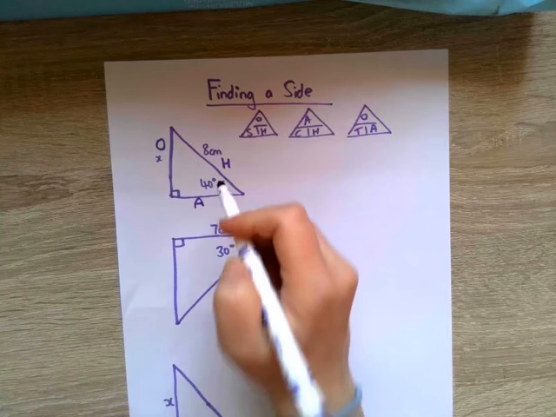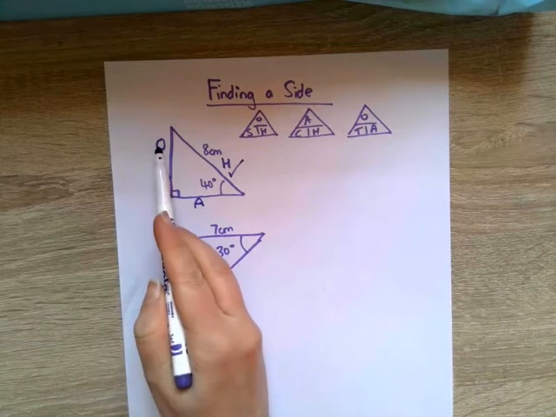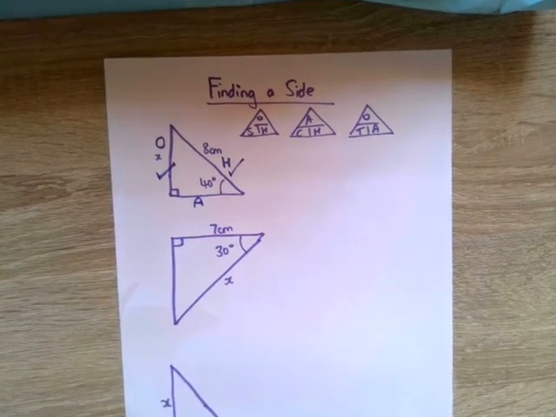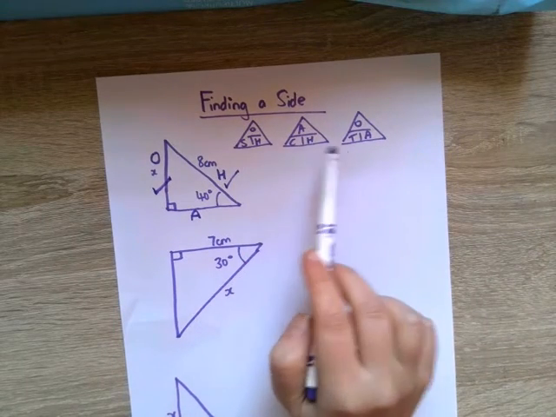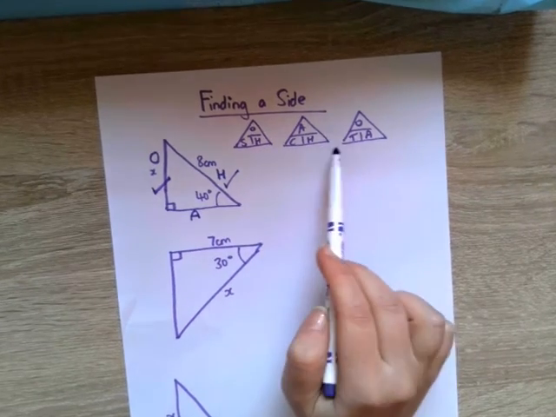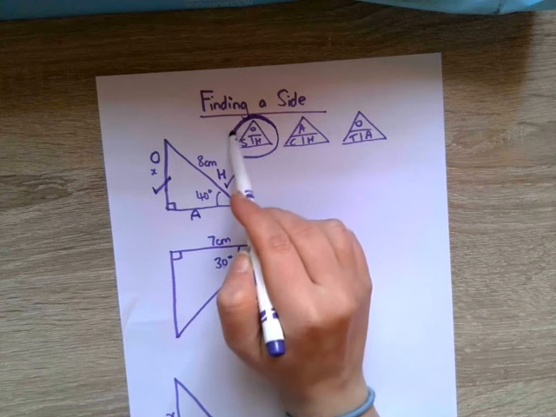Then I normally tick the side that we know the length of. So I know that this one here is 8 centimetres, and we are trying to work out this one here, the O, because that is the one with the X in it. So I would tick that one as well, and that tells you which of these triangles you need to use. You're looking for a triangle that's got O and also H in it. The only triangle here with the O and the H in is this one here.